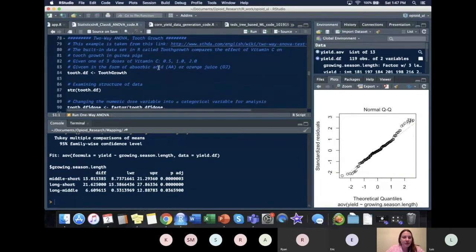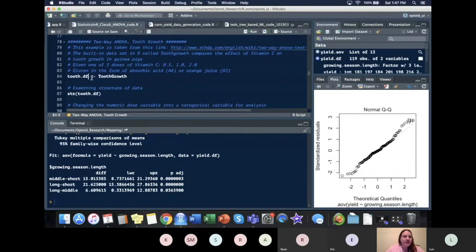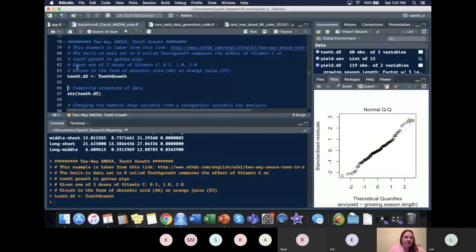So our two-way ANOVA. This is already loaded into R, since it's a built-in data set. So all we have to do is assign it to a value. You could also use ToothGrowth itself, but I'm going to assign it to tooth.df.